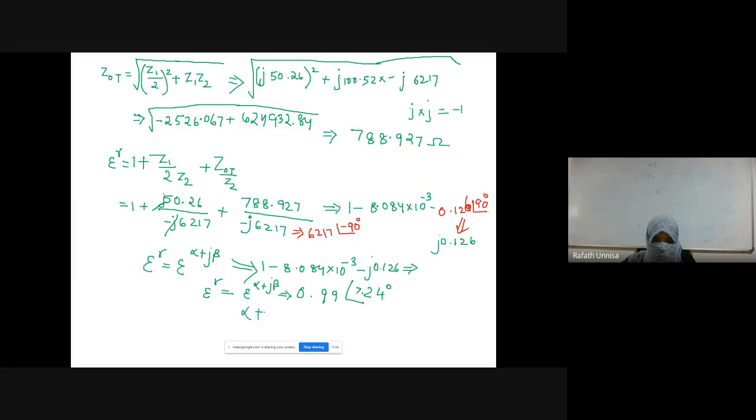Okay, so now in order to get rid of e, we will take the natural logarithm. So we get alpha plus j beta equals natural logarithm of 0.999 plus j 7.24 divided by 57.3. So what is my answer? Alpha equals 0 we are getting, and beta equals how much?